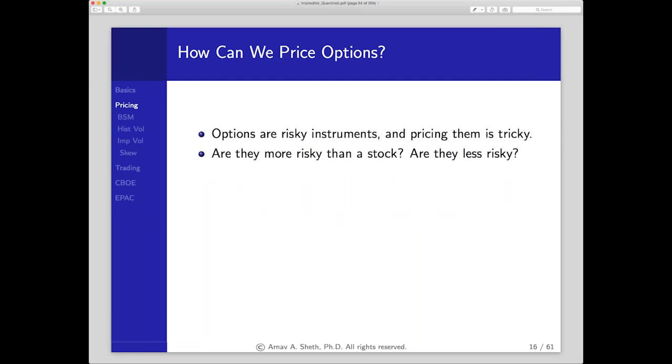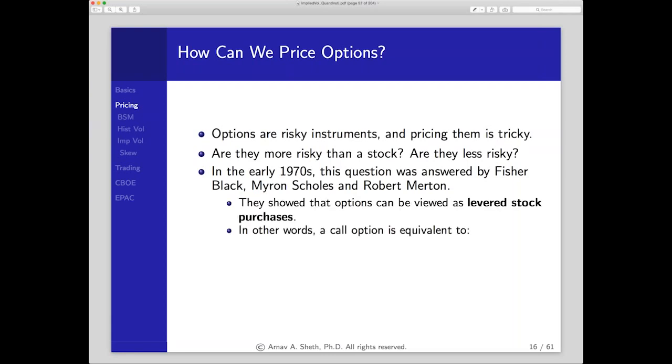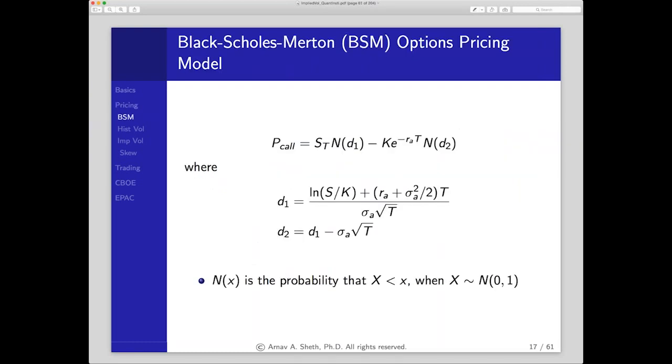All right. So how do you price these options? Are they more risky than a stock? Are they less risky? It's a very difficult question to answer. Fortunately for us, it's been answered already, back in the early 70s by Black, Scholes and Merton. They showed that options can be viewed as a levered stock purchase. In other words, a call option is equivalent to borrowing some money and buying some shares. And they came up with the famous and convenient formula for pricing calls, the Black-Scholes-Merton options pricing model, which is right up there.